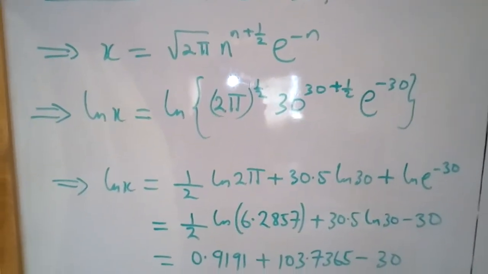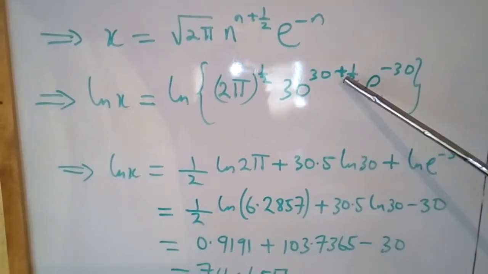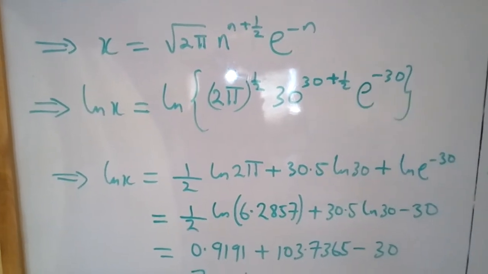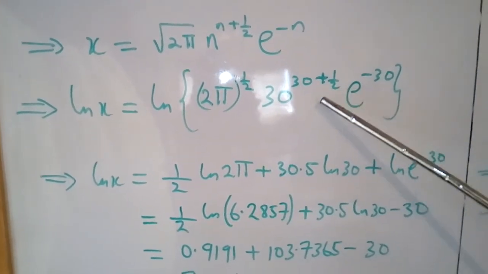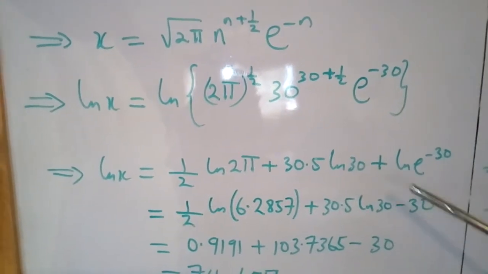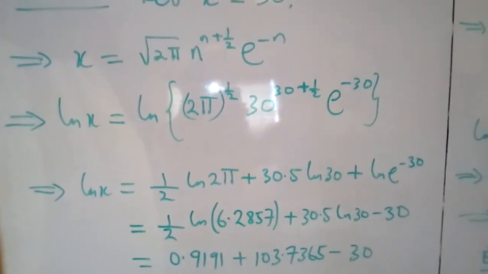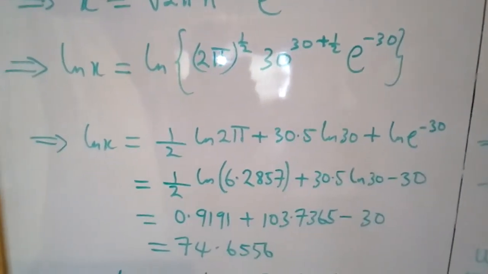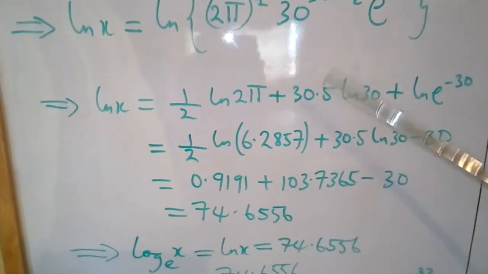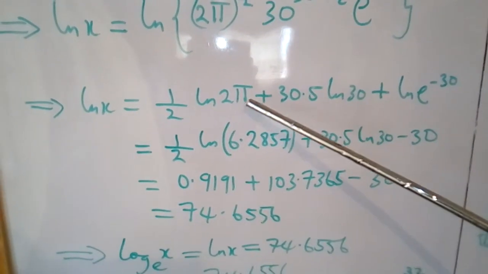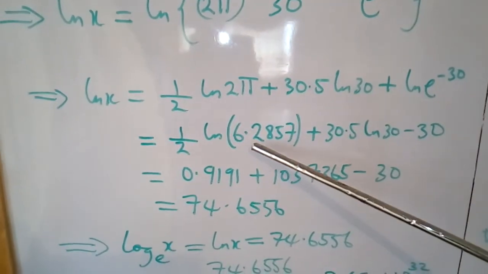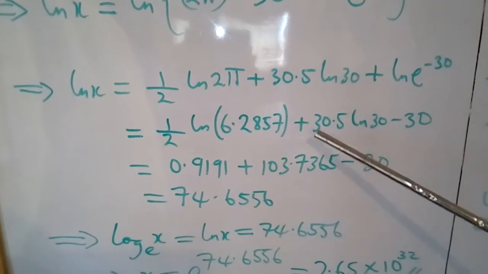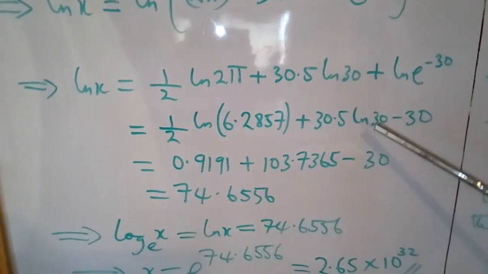Multiplication now changes to addition, plus. Now 30 plus half is 30 plus 0.5, which is 30.5. So this now becomes 30.5 ln 30 plus ln e raised to power minus 30. Then this 2 pi, remember, pi is 22/7. So if you multiply 2 by 22 divided by 7, we are going to have 6.2857. And then plus 30.5 ln 30.